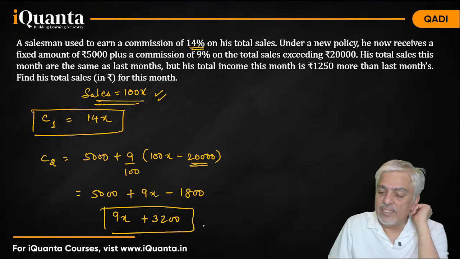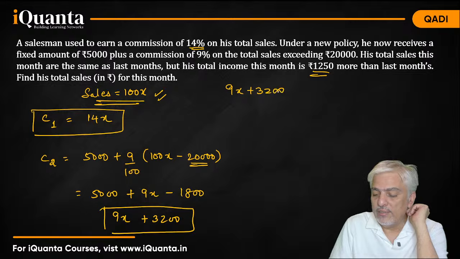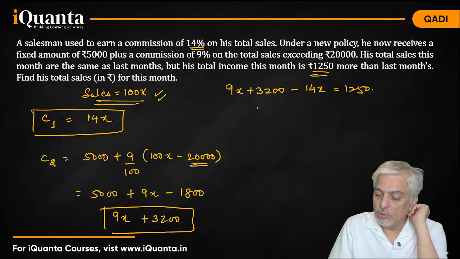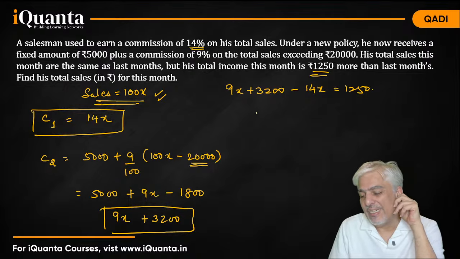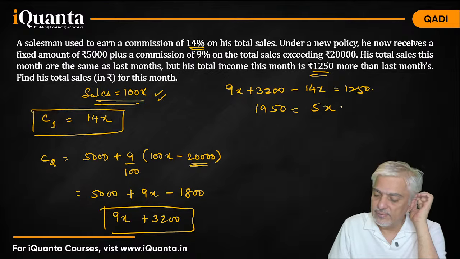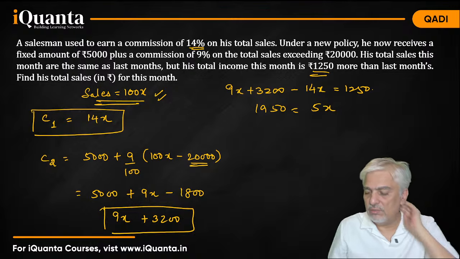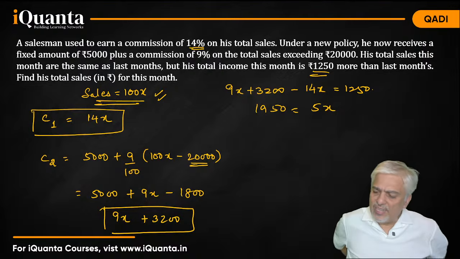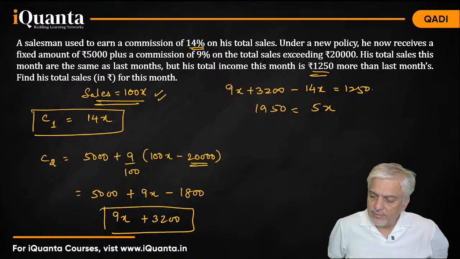and second month is more than the first month by 1250. So 9x plus 3,200 minus 14x is equal to 1250. So 3,200 minus 1250, that will become 1950 is equal to 5x. What's the answer you are getting? 75,000. What mistake did I make? Ouch. I think there is some mistake which I made.